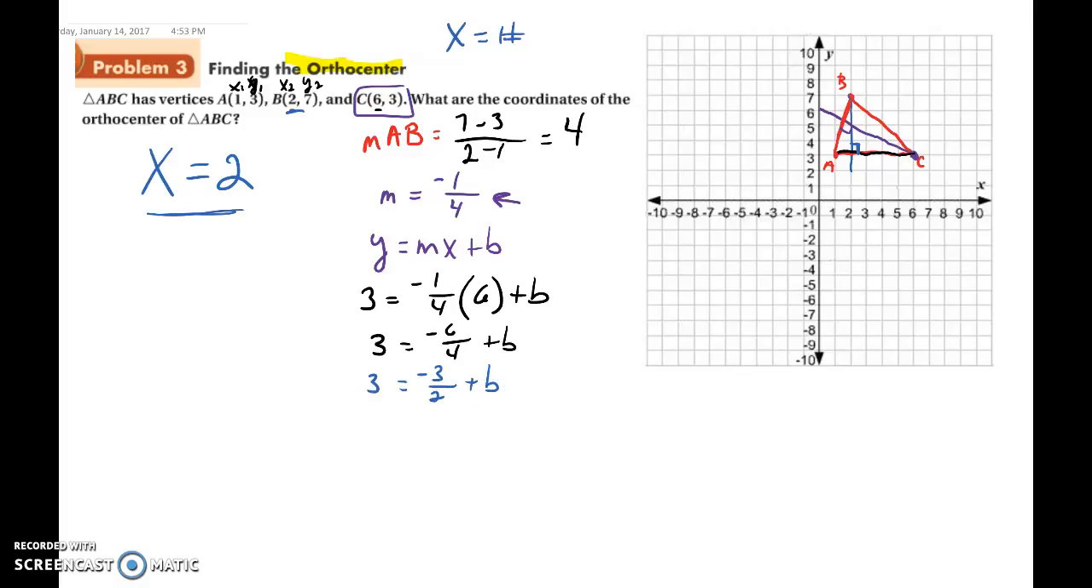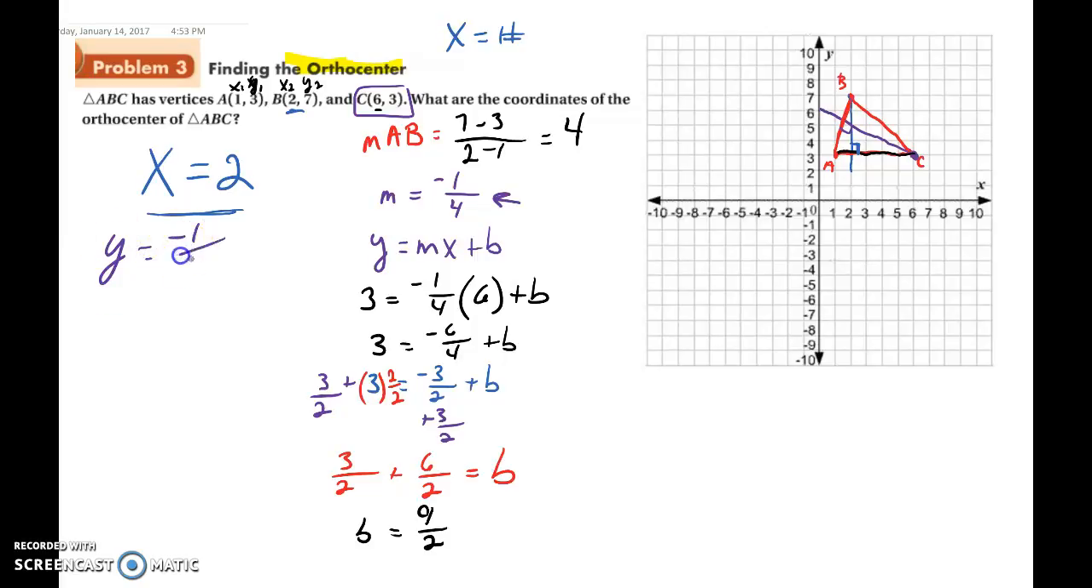And then our last step will be to add over 3 over 2. So we'll add over 3 over 2. When we want to add our fractions, we will need to multiply this 3 by 2 over 2 so that we have common denominators. So 3 over 2 plus 6 over 2 is equal to b, or that means that b is equal to 9 over 2. All right, so then our equation for the purple line is y is equal to negative 1 over 4 x plus 9 over 2. All right, so there are 2 lines, the blue and the purple line.